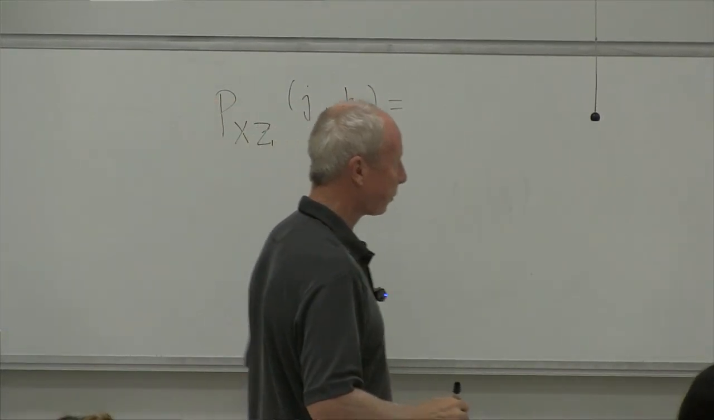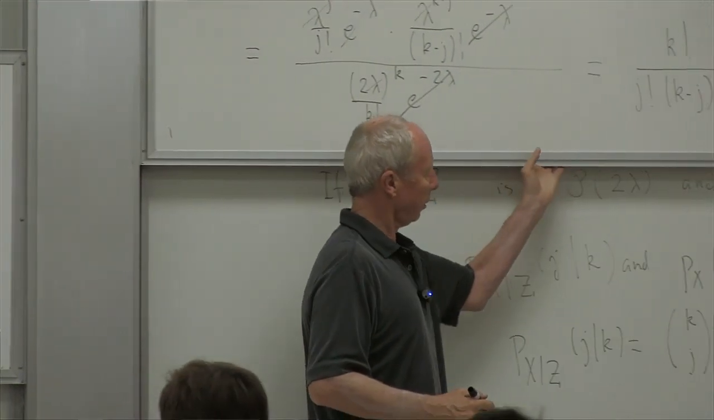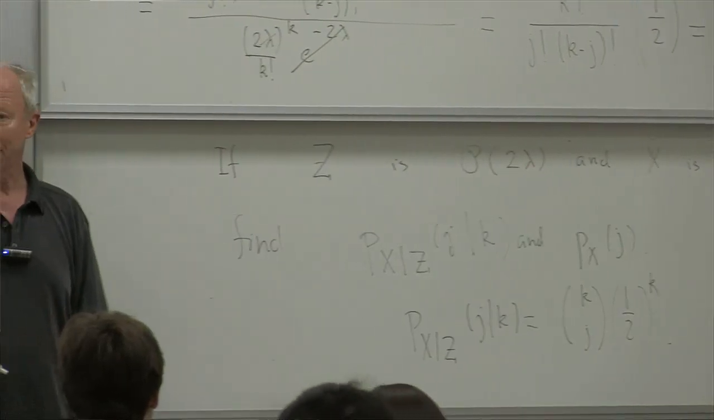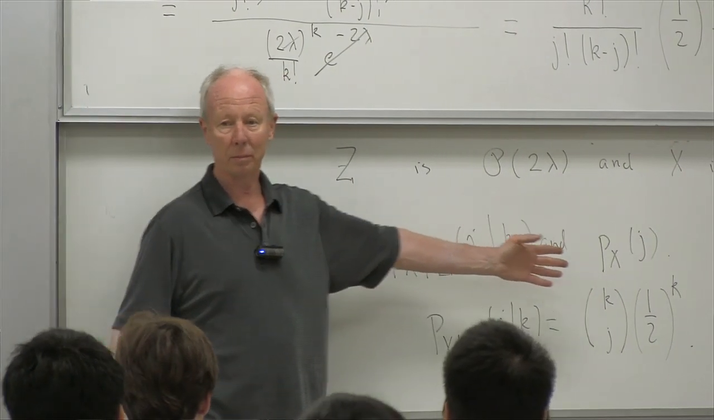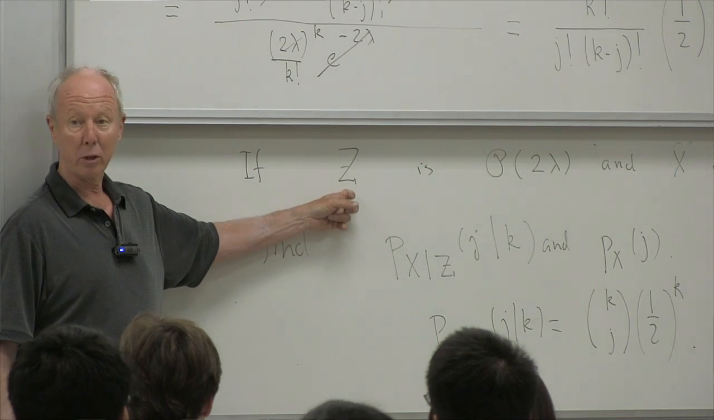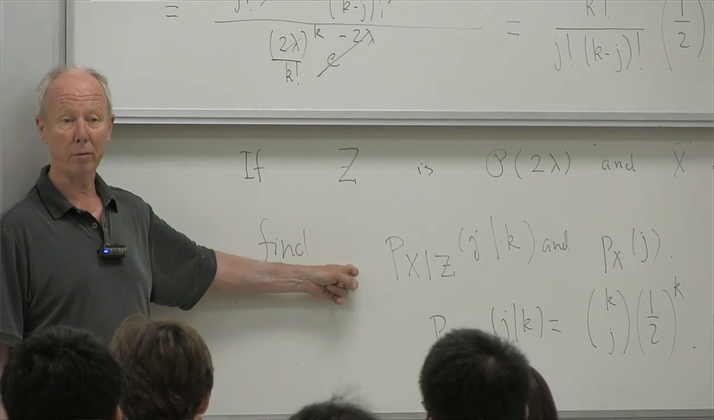What are we given? We're given the conditional distribution of x given z. Are we given any other distributions? Are we given this, for example, in the statement of the problem? We're given the distribution of z. We're given the PMF for z and the conditional PMF for x given z.